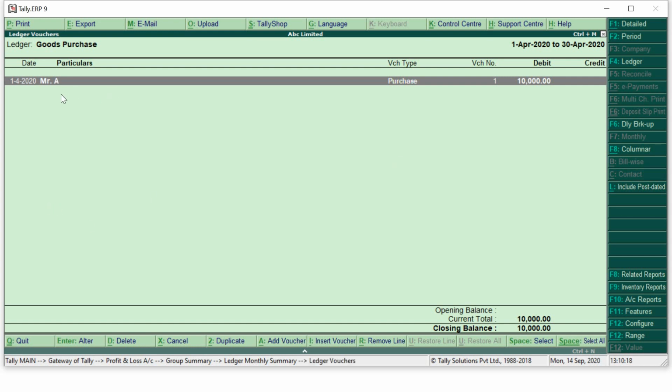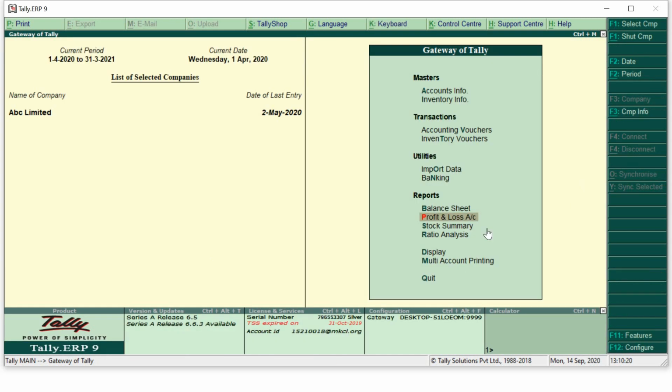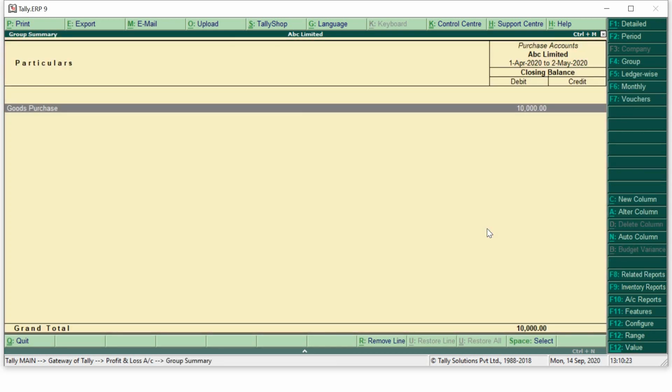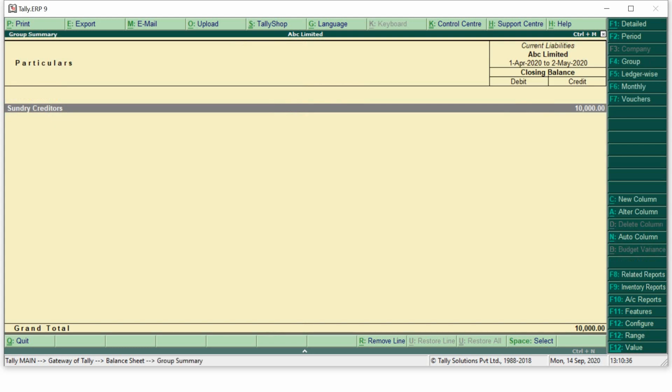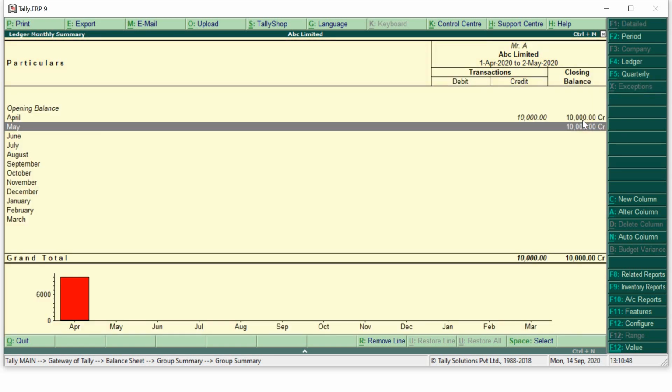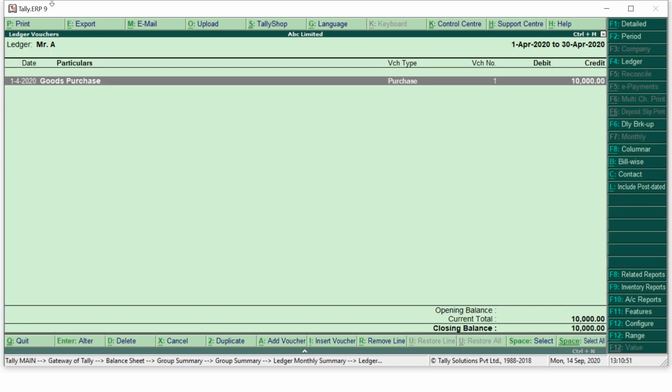Are you clear? And here you can see from Mr. A you purchased the goods of rupees 10,000. So goods purchase is coming under purchase account. Again, how I will see my second entry or my second effect of that entry? So I will go to balance sheet. Under current liabilities, your sundry creditors comes. As I have made the group of Mr. A under sundry creditors, so again here I will be able to see my entry of rupees 10,000 for goods purchase. Simply press enter and here you can see goods purchase 10,000 from Mr. A.